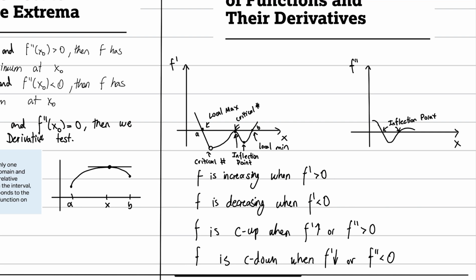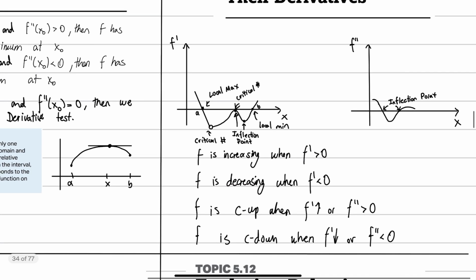Anywhere f prime is 0 or undefined, it is a critical number. All these local max and local min are also critical numbers. Also, if it's undefined, like there's a little gap here, that's a critical number. Inflection points are just when f prime has a local min or local max, when it changes monotonicity. So if we have a little cup here like this, and this is f prime, this is an inflection point. For f double prime, an inflection point is simply when it's 0, and most importantly, not only is it 0, but it changes sign. F double prime changes sign.